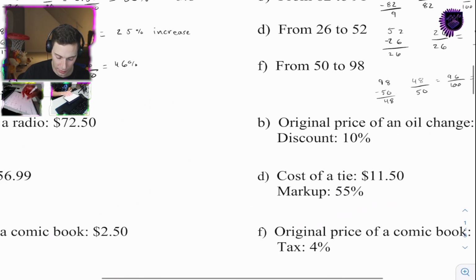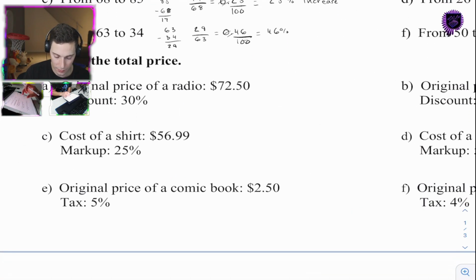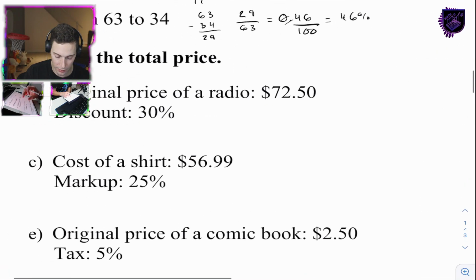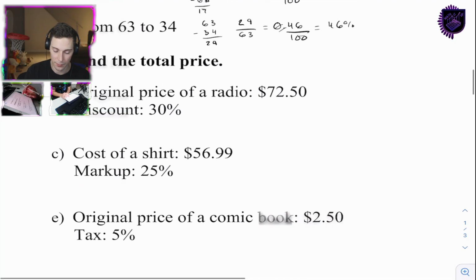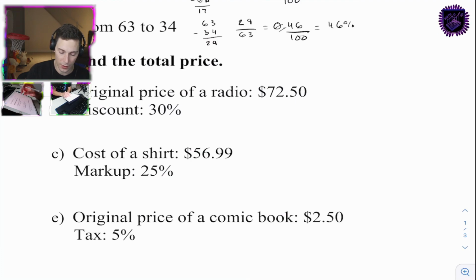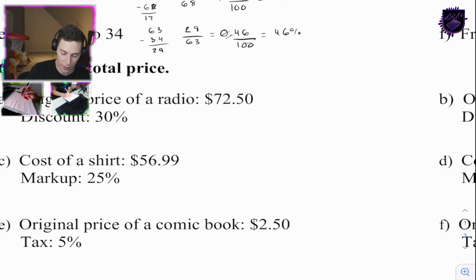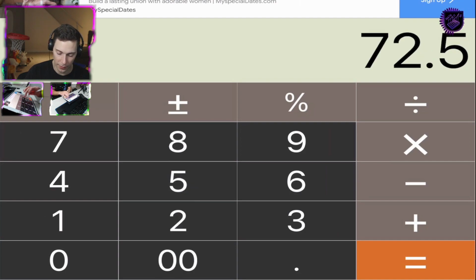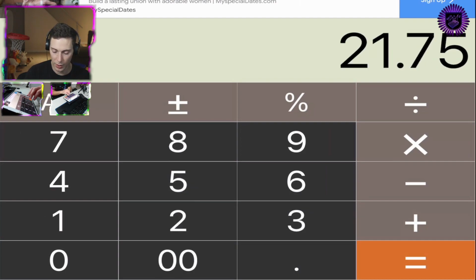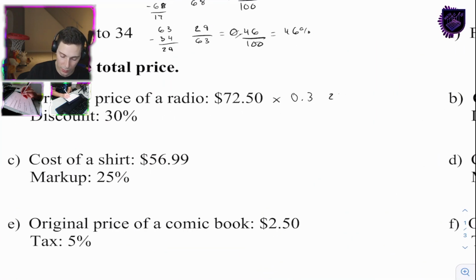On to the last question set. We're getting discount, markup, and tax. These are a bit more difficult. Okay, so we need to get the starting price. 72.5, let's say multiplied, find our part, 72.5 times 0.3 equals 21.75. That is our discount.